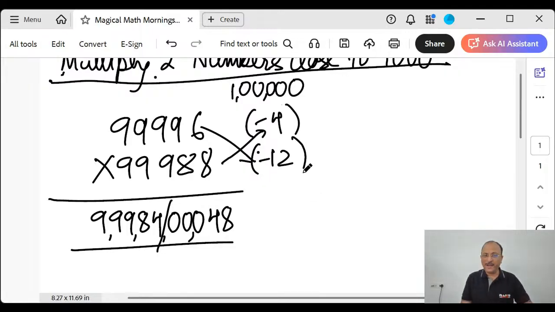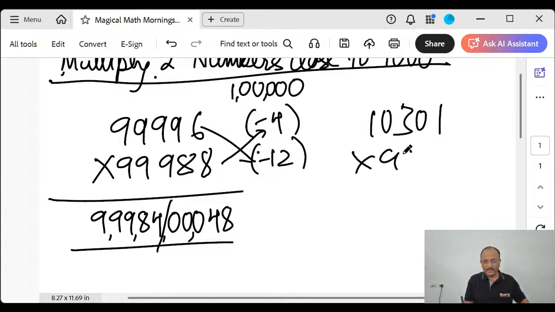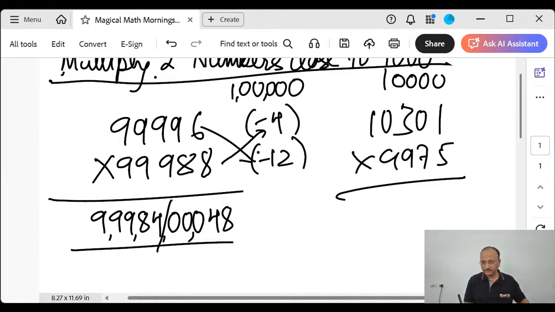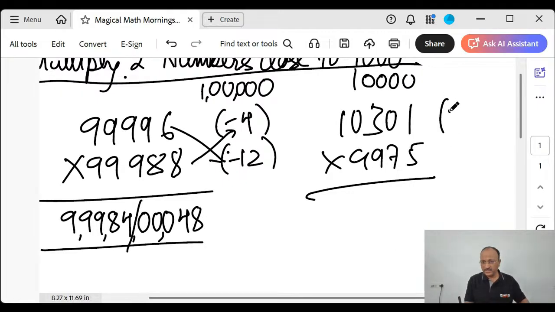I want you people to practice these with even bigger numbers also. Let me give you one example. Suppose you have 10301 into 9975, the base is 10,000. Correct? How do you write? This is 301 bigger than this. This is 25 smaller than this.